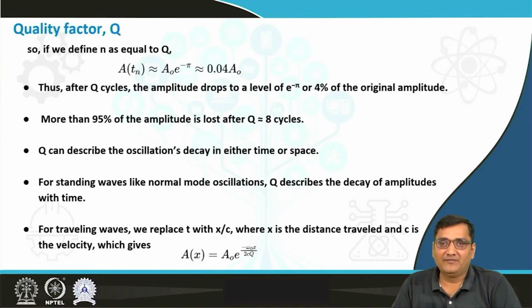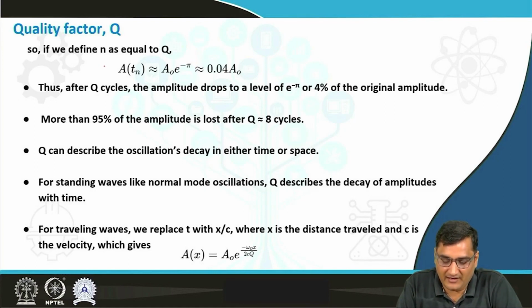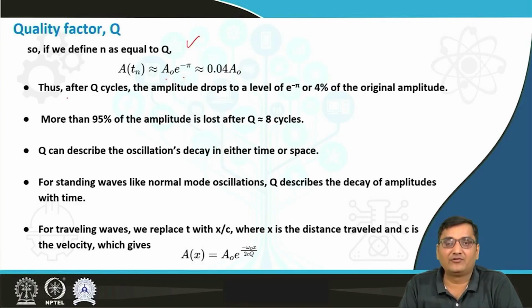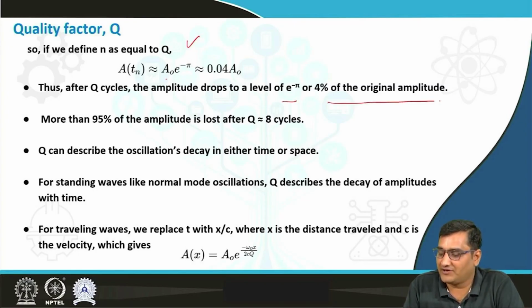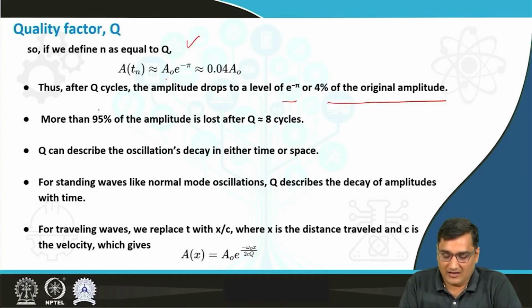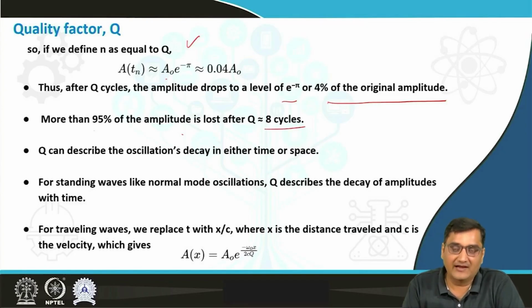So now, if we talk about the quality factor, whatever we have learnt can be written in some points. We can define n equal to Q. So A at n is equal to A naught e to the power minus pi, that is 0.04 A naught. Thus after Q cycles the amplitude drops to a level of e to the power minus pi, or 4% of the original amplitude, and more than 95% of the amplitude is lost after approximately Q equal to 8 cycles, which we can easily calculate by taking the ratio of A1 and A2.